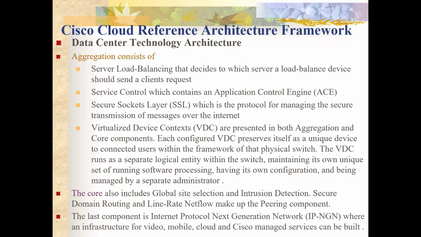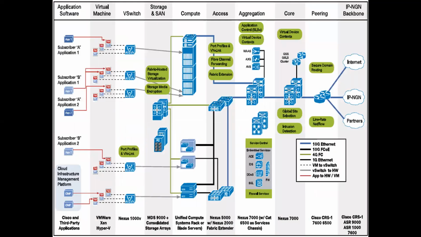That's the next column, called core. Each configured VDC presents itself as a unique device to connect the user within the framework of that physical switch. The VDC runs as a separate logical entity within the switch, maintaining its own unique set of running software processes, having its own configuration, and being managed by a separate administrator. So aggregation is quite complicated and provides a lot of functions.